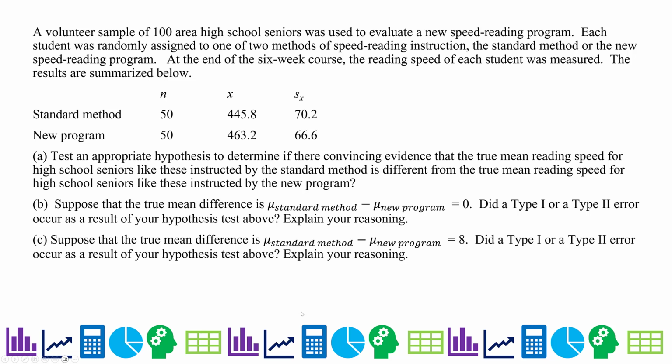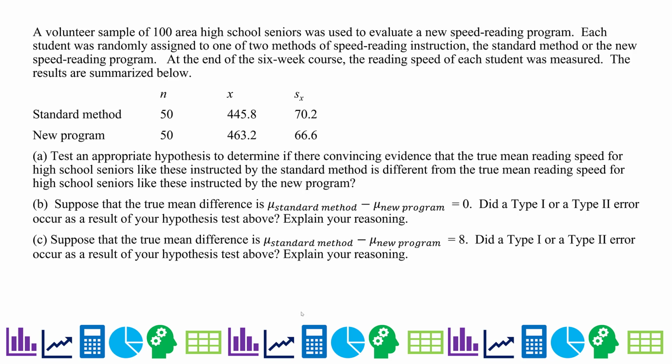So now we're going to review how to do a two-sample t-test for the difference in means, all right? A volunteer sample of 100 area high school seniors was used to evaluate a new speed reading program. Each student was randomly assigned to one of two methods of speed reading instruction, the standard method or the new speed reading program. At the end of the 6 weeks course, the reading speed of each student was measured. The results are summarized below.